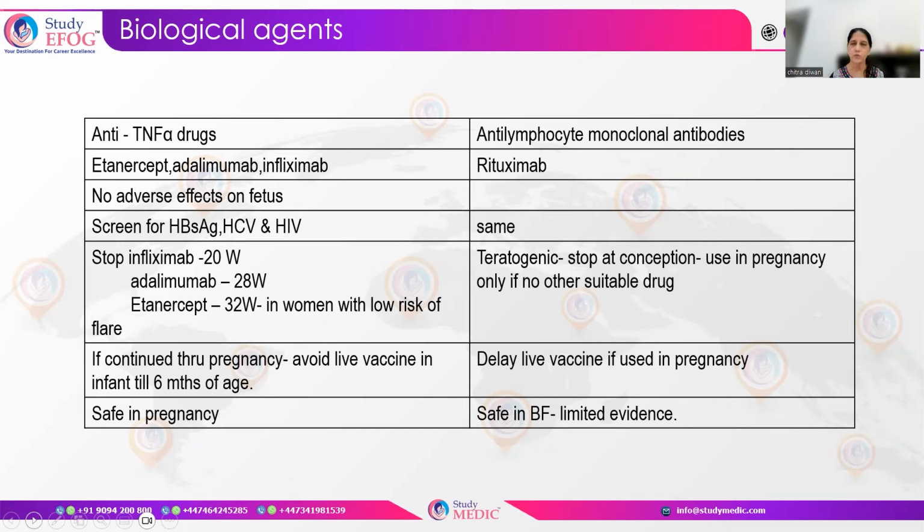On the other hand, rituximab has been found to be teratogenic. So normally it is advised to stop at conception. But if there is no other drug that is suitable for the woman, then explain the risk to the woman and this drug can be taken in pregnancy. But here also avoid live vaccination for 6 months after birth. It is safe in breastfeeding, but there is limited evidence for the safety.